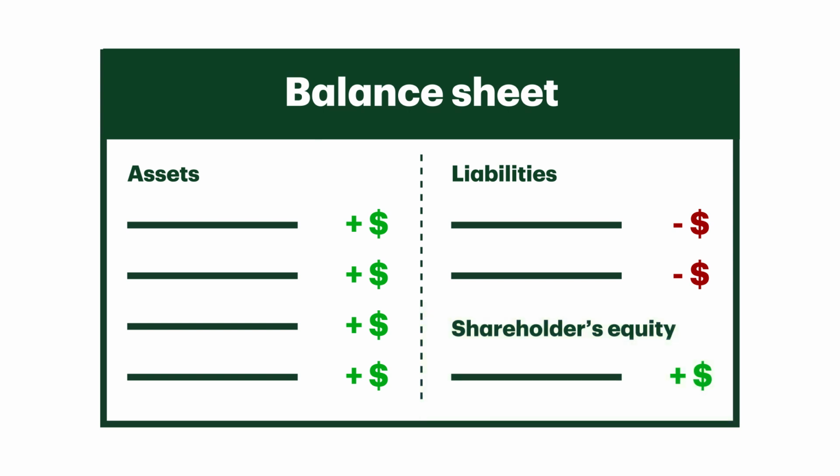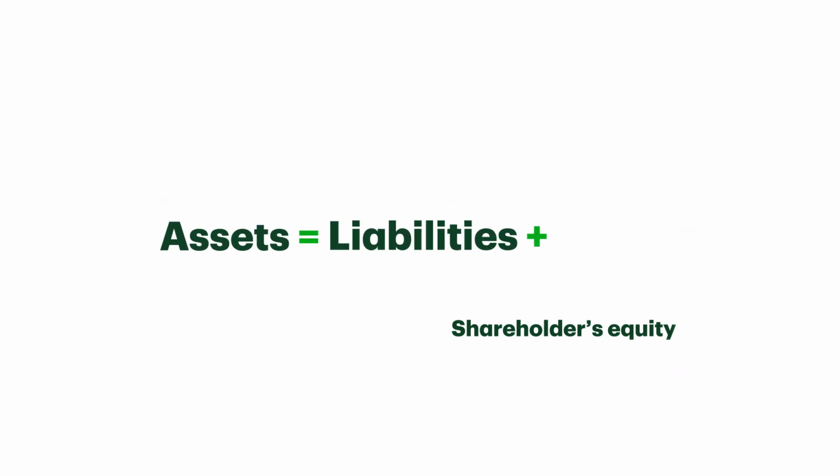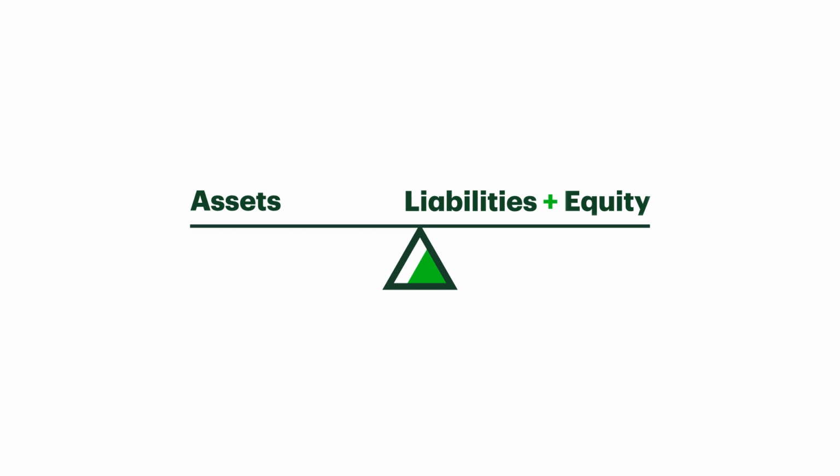It's structured according to a single key equation. Assets equal liabilities plus equity. Just like your bank statement, these two sides must balance at the end. That's because each asset is derived from some combination of liabilities and shareholders' equity. If the balance sheet doesn't balance, then there's something off about the calculations.